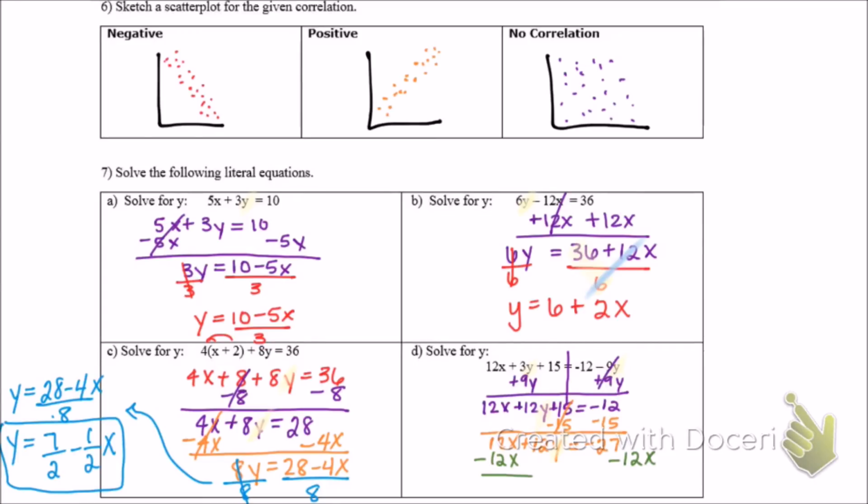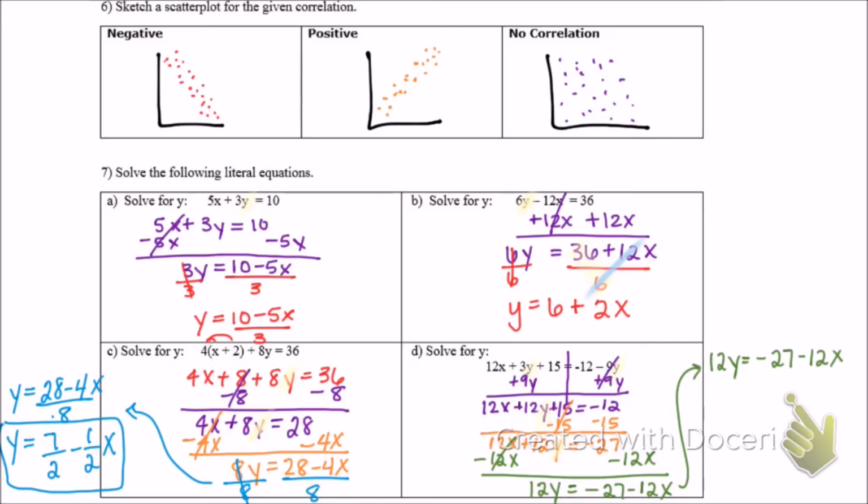And when I do that, those are not like terms. The 27 and the 12x can't be put together. So I'm left with 12y equals negative 27 minus 12x. I'm going to move that over and just rewrite it so I have some more room to work underneath.